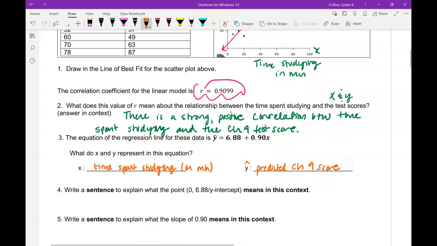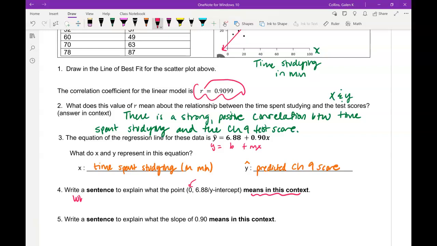All right, in question 4, we are asked to write a sentence to explain what the point (0, 6.88) represents and means in context. And we know that's our y-intercept, one, because this equation is in slope-intercept form, and two, because the x value of the coordinate is 0. So to explain what this means in context, remember when x is 0, this is what we expect y to be. So instead of saying x and y, fill in the actual name of the variables, and that's how we make this prediction in context.